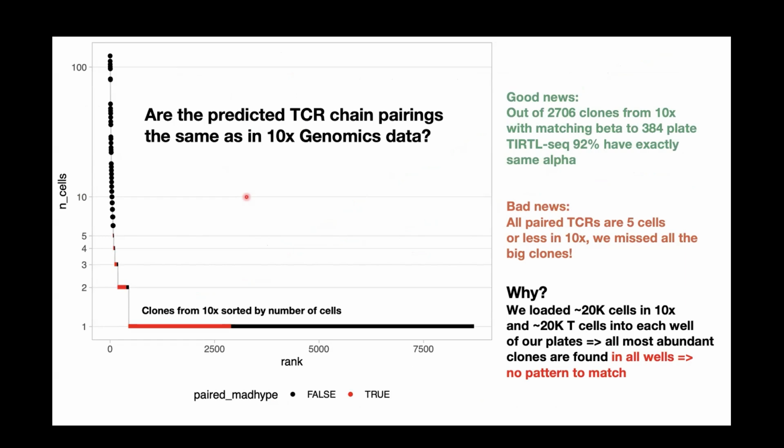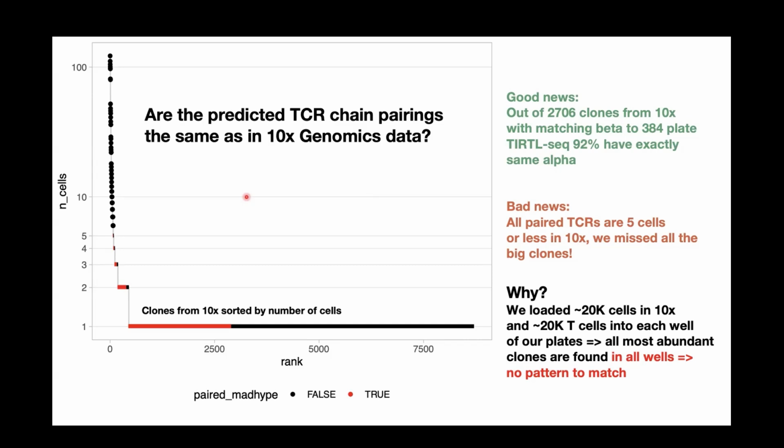And this is why we did 10x in the first place. We wanted to validate if we pair clones correctly, right? Because it might be that you get 1 million clonotypes from the algorithm, but I don't know, half of them are just wrong pairs, some kind of artifact.